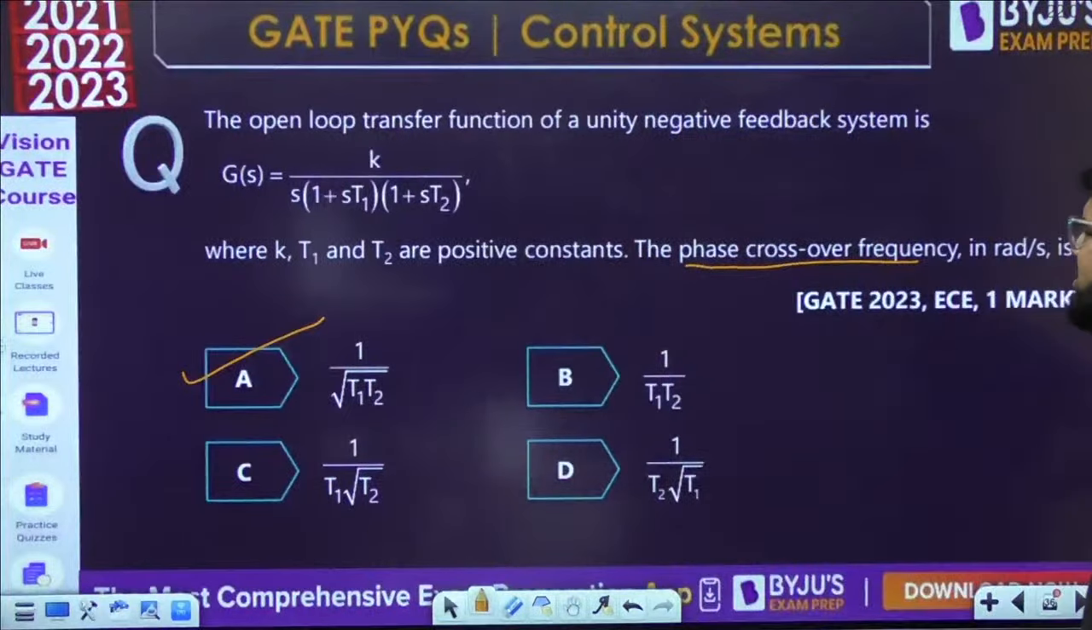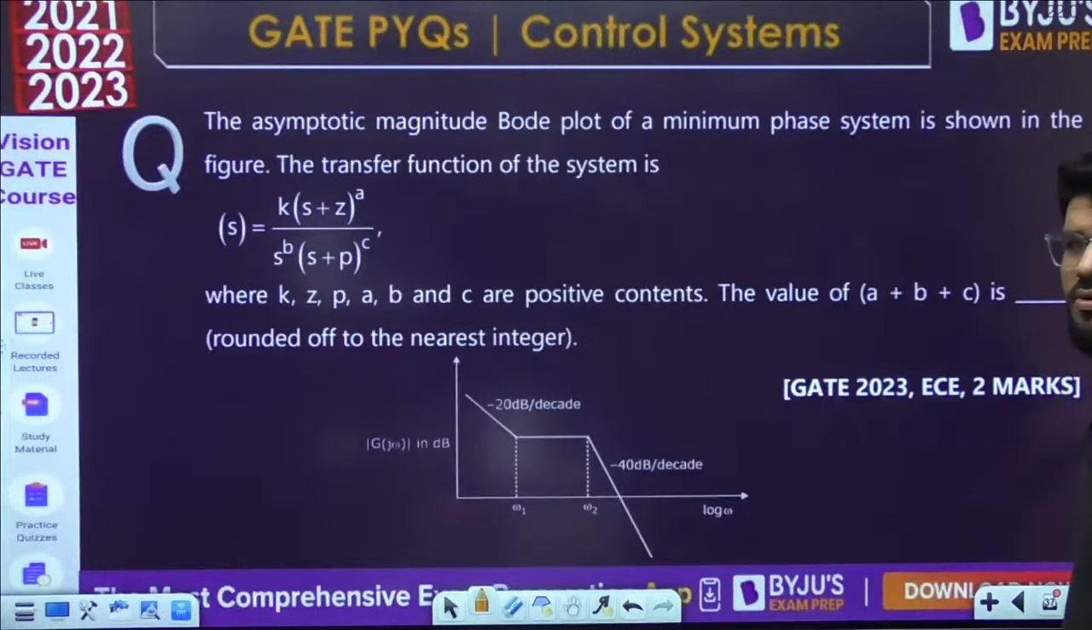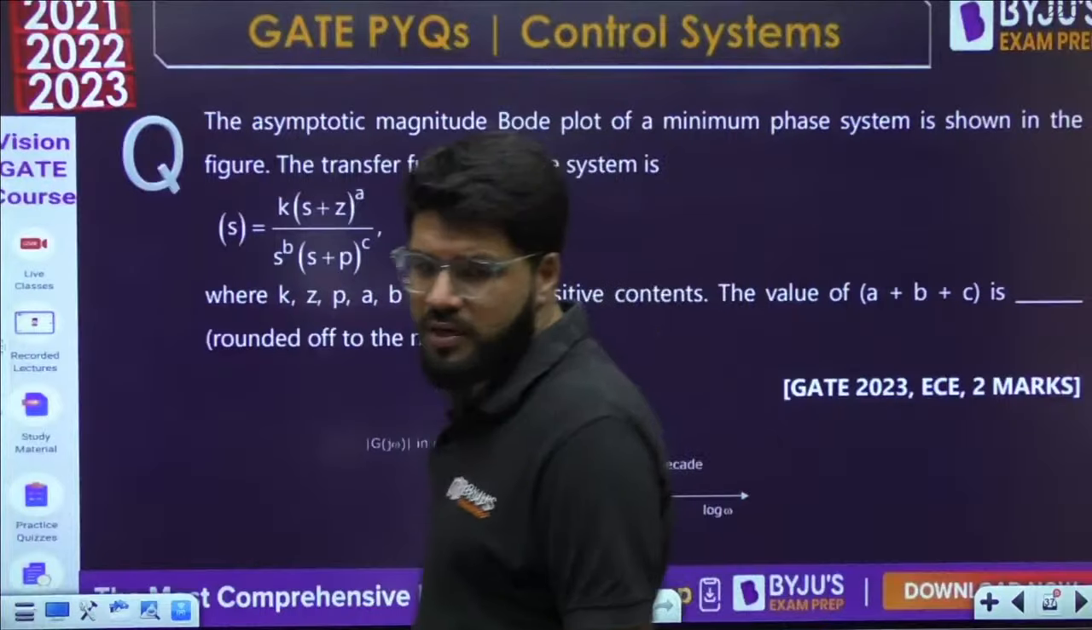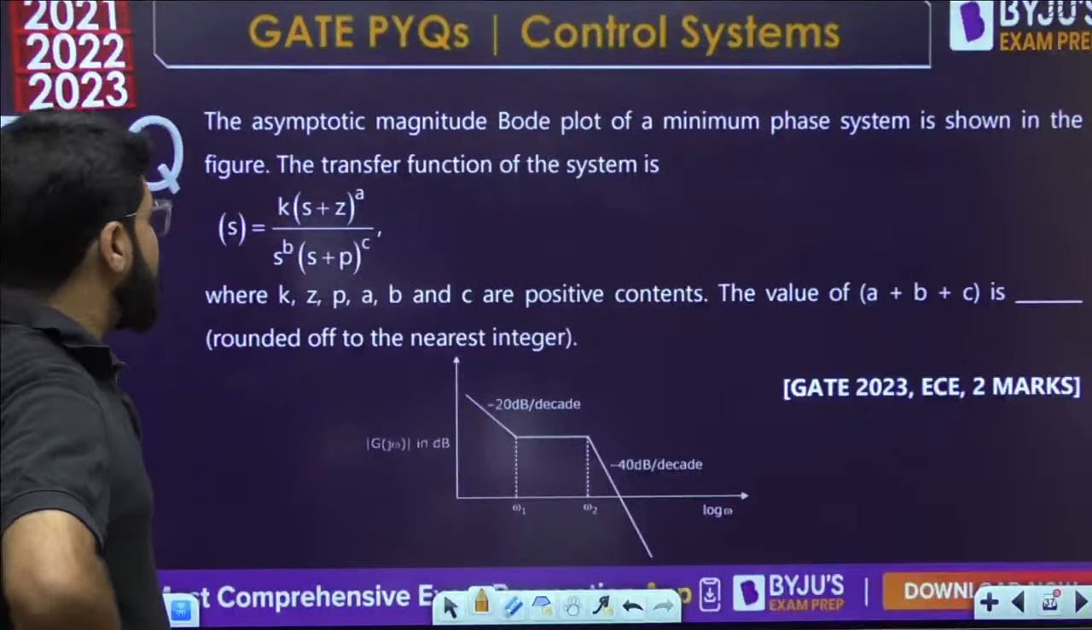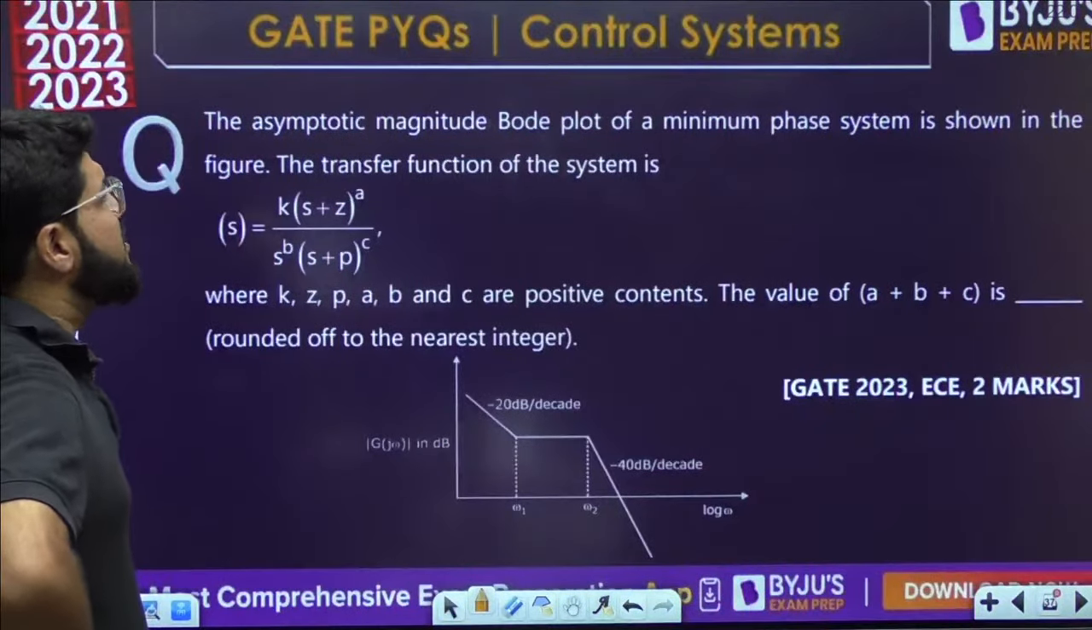Some standard results. In 2023 there were one or two questions on standard results. So have a look at this next one. What is this? The asymptotic magnitude Bode plot of a minimum phase system is shown in the figure.